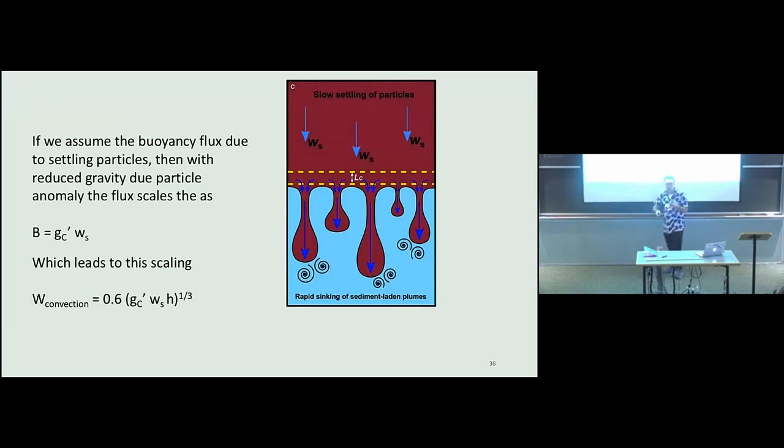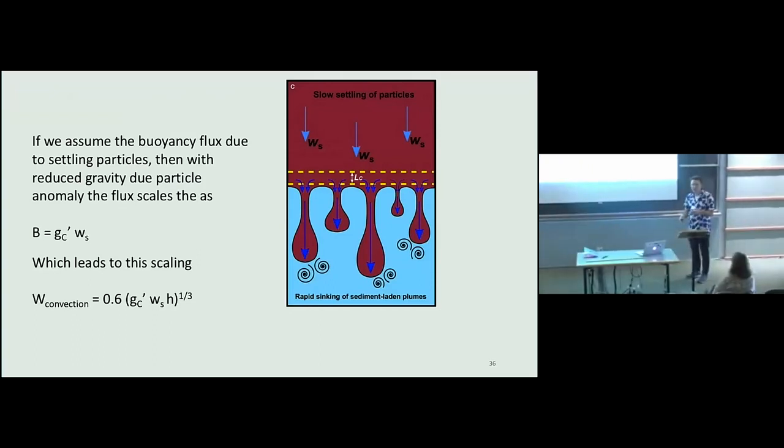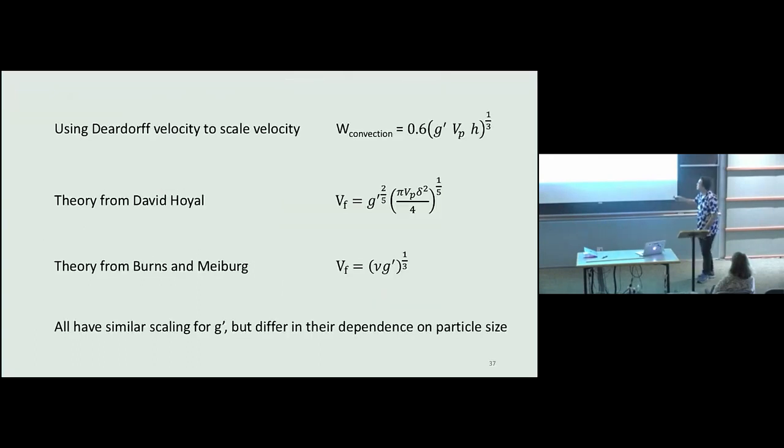So we've got a few different relationships we could explore and see which one fits, not necessarily which one's correct, but which one fits the regime we're looking at in the laboratory. So these are the three relationships. They all actually have a pretty similar scaling with G prime. Deardorff's is to the 1/3, David's is pretty close to the 1/3, and the new one I've made is to the 1/3, but they differ in how they depend upon the settling velocity.